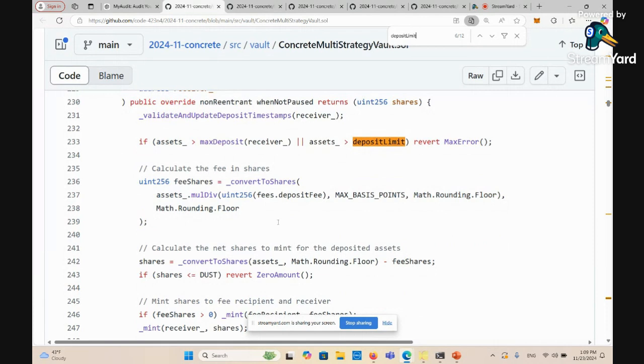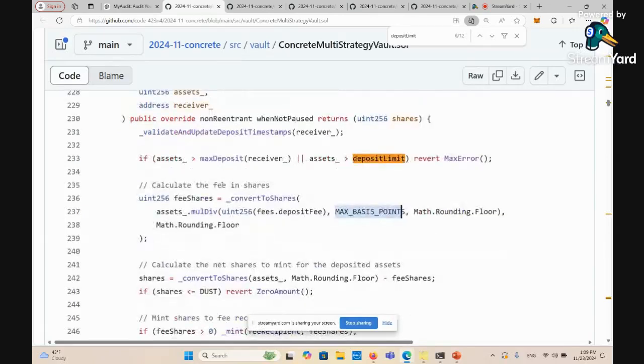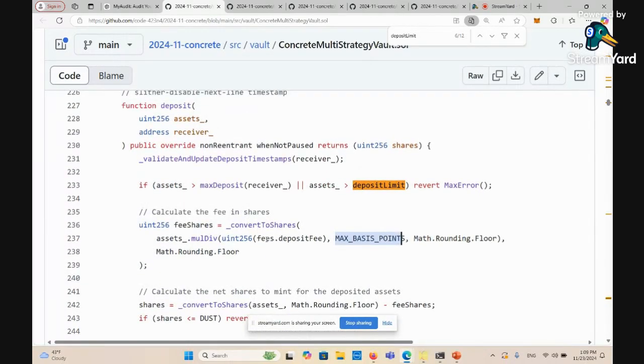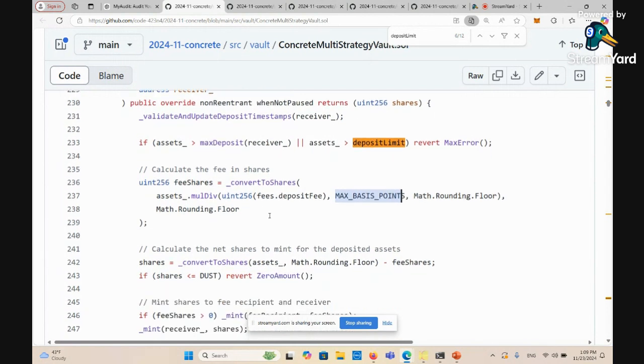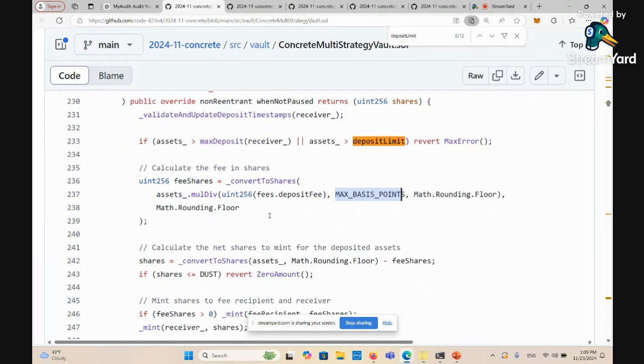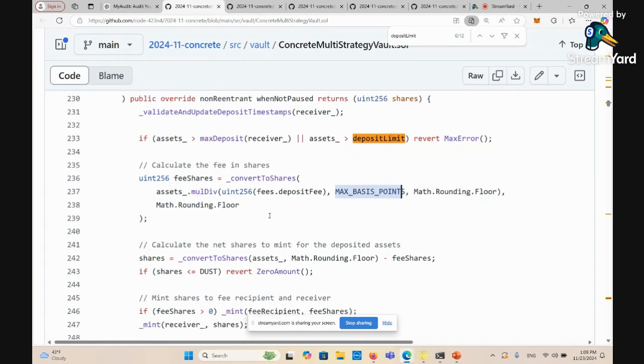And then one thing they are going to calculate is the fee share, which is the deposit fee, and it's a percentage. So you divide by the max basis points. Typically, this is 10,000. So basically, what's the percentage you have to pay for the fee? Okay. And then this is going to be converted to shares, of course, because what it's going to do is give some shares to the fee collector.